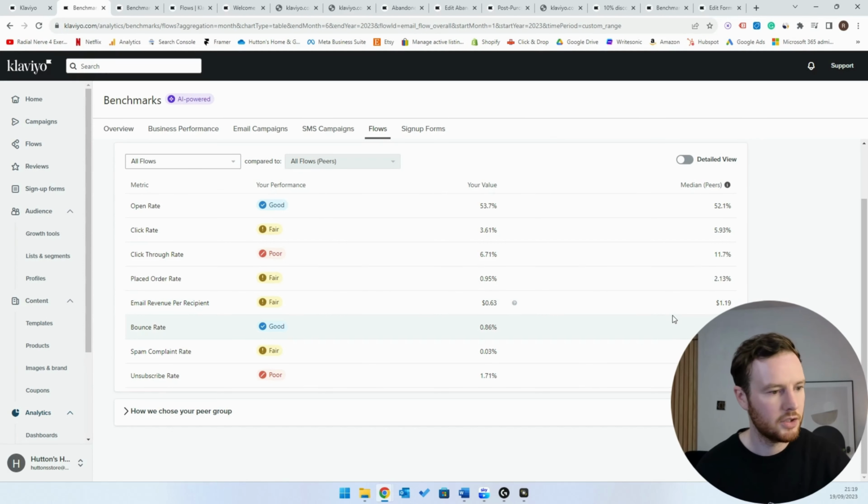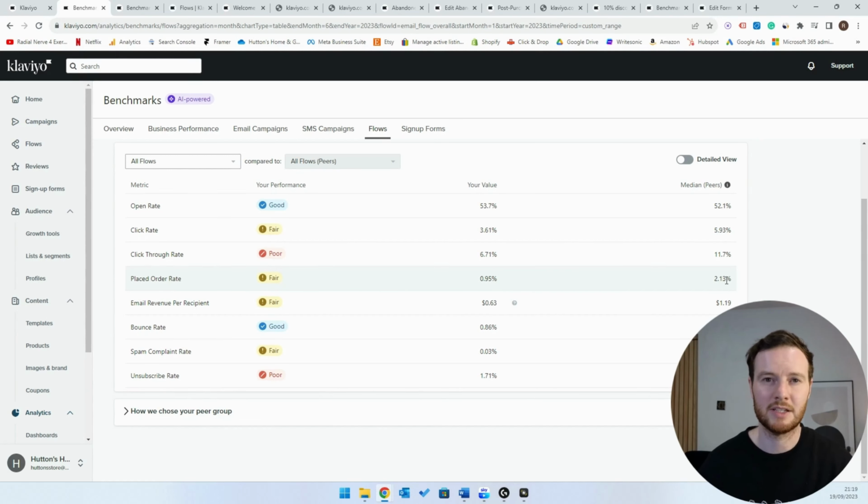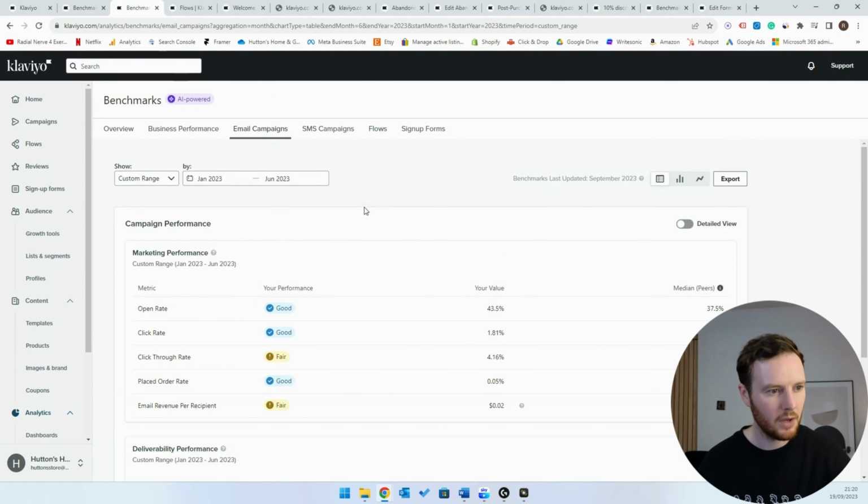Okay, so let's move on. There's not loads to talk about. Oh, and actually, my peers also placed a lot more orders. If you just up that one metric, suddenly you go from 2.5 grand to 5 grand. So it has a very significant impact. Now the benchmarks for campaigns.